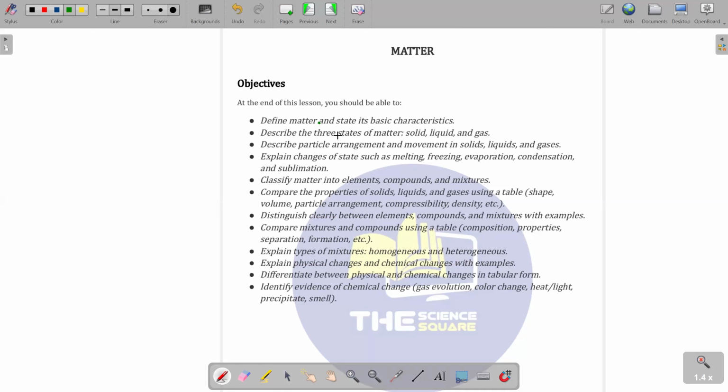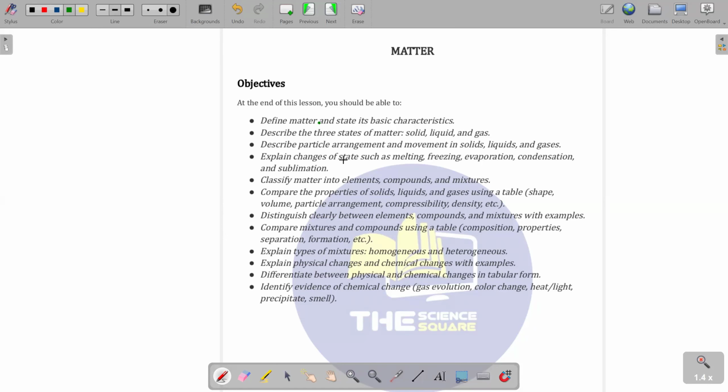You should be able to describe the three major classes, three major forms or states of matter. Also, you should be able to describe particle arrangement and movement in solids, liquids, and gases. You should be able to explain the various changes that we can subject matter to, from melting, freezing, evaporating, condensation, and sublimation.